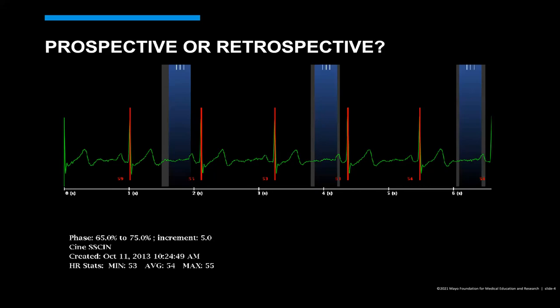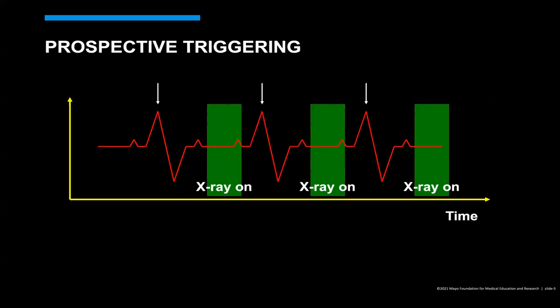Okay. So I see where the triggering is happening just before the QRS complexes. So I would say this is prospective gating. I haven't read all of these, but yeah, exactly. So this is a prospectively triggered acquisition, and we'll show over the next couple slides some of the differences between prospective triggering and retrospective gating.